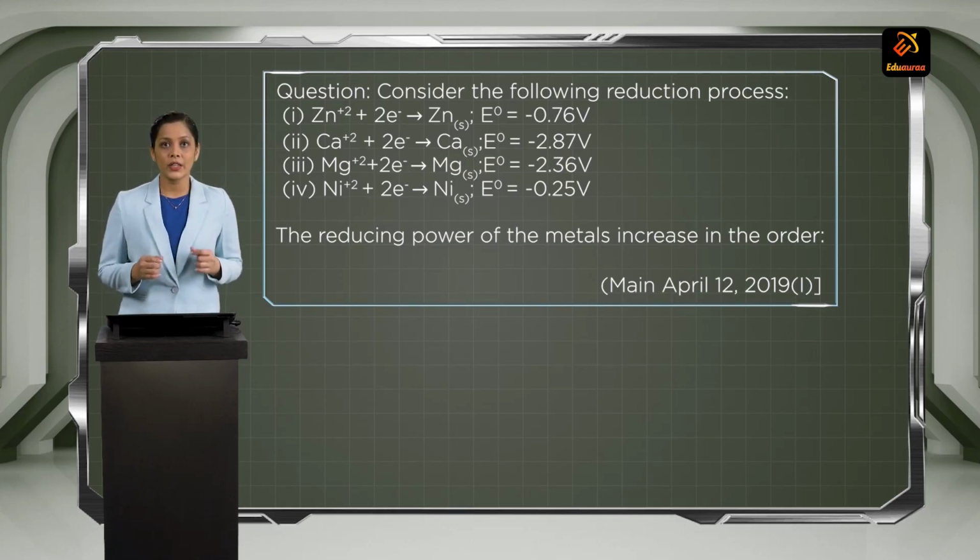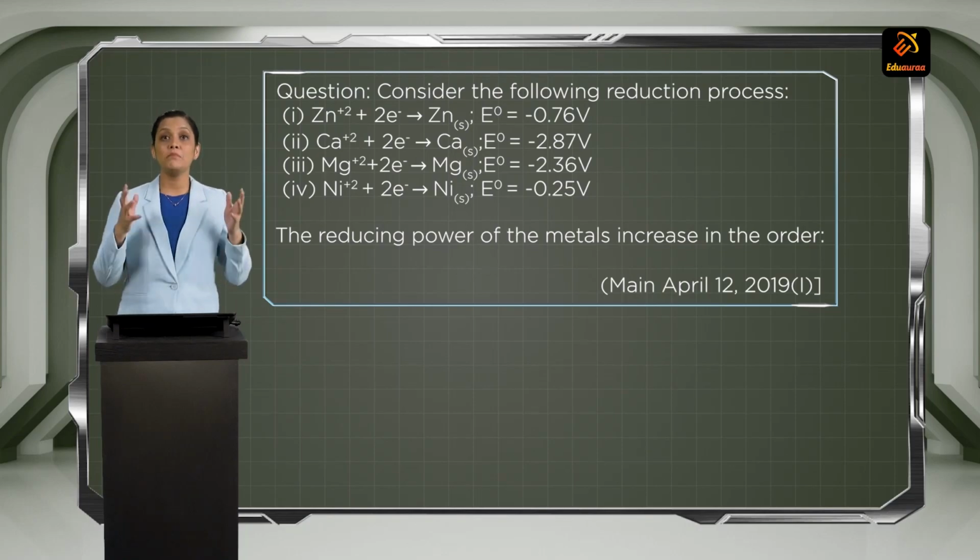The E naught value here is minus 2.87 volts. The third one, magnesium in plus 2, taking 2 electrons and becoming Mg, oxidation number 0. E naught value here is minus 2.36 volts. And the last one, nickel in plus 2, taking 2 electrons, becoming nickel in 0. E naught value minus 0.25 volts. Students, here the question is, the reducing power of the metals increases in the order.